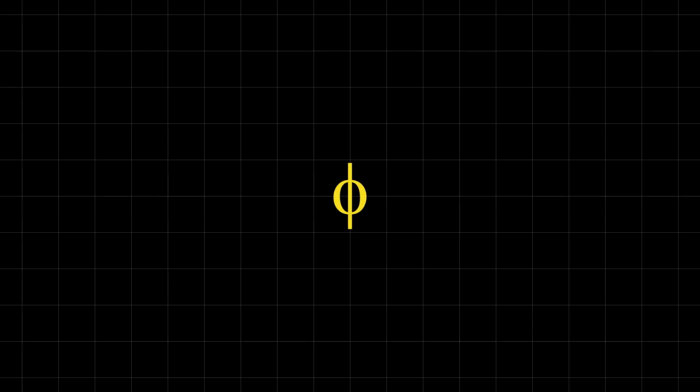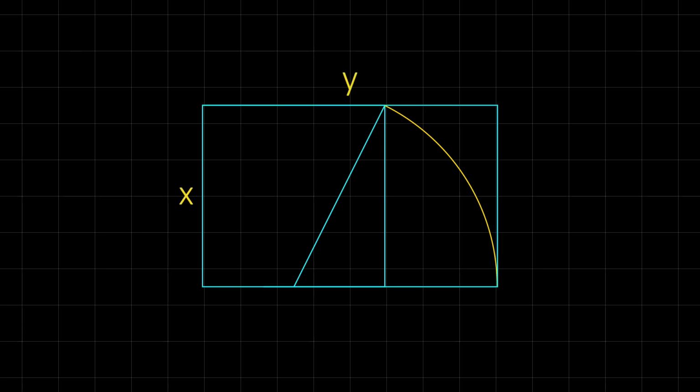What is the golden ratio? It's the ratio of sides of a special rectangle known as the golden rectangle. Let's construct the golden rectangle. Draw a square. Also draw a line from the midpoint of one side to the corner of the opposite side. Now draw an arc using the internal line as radius and complete the rectangle.